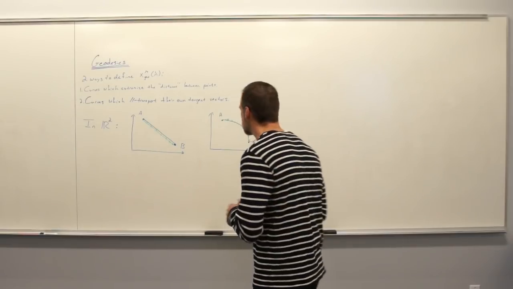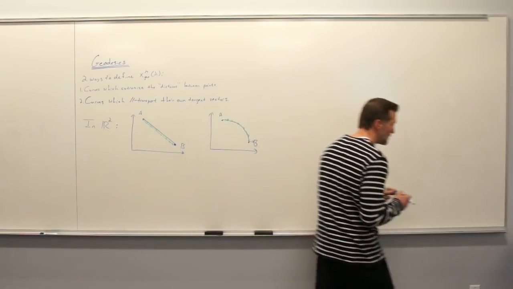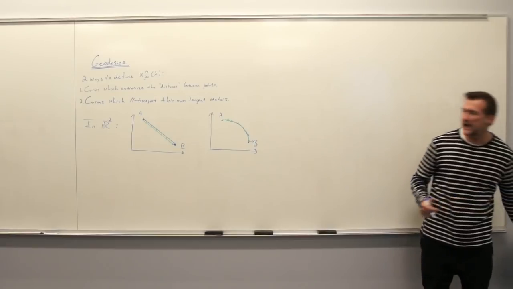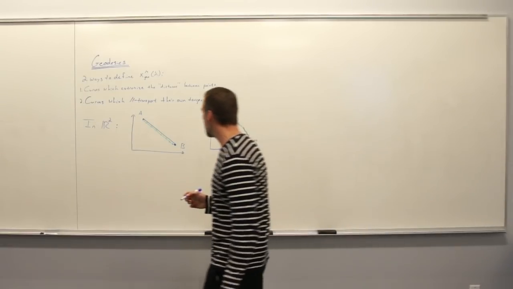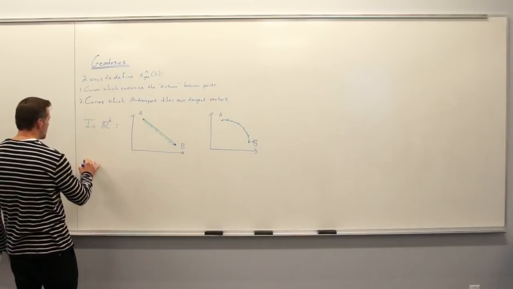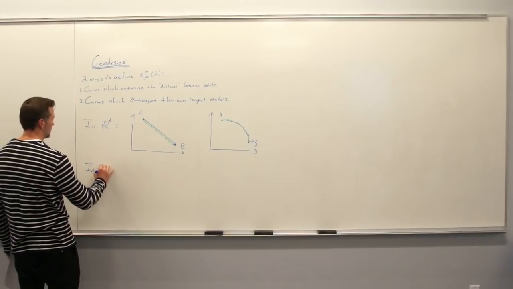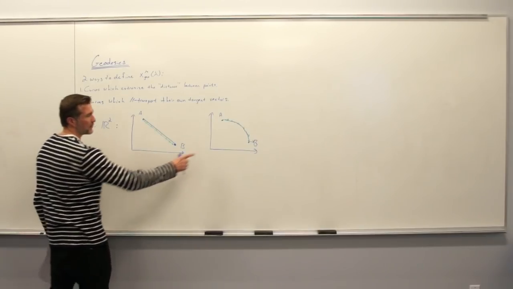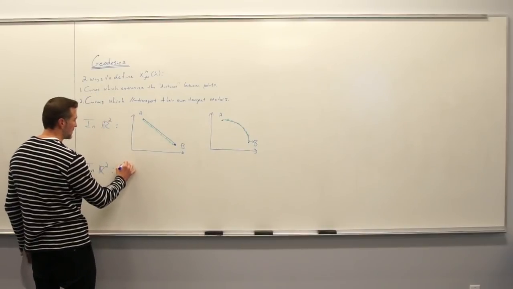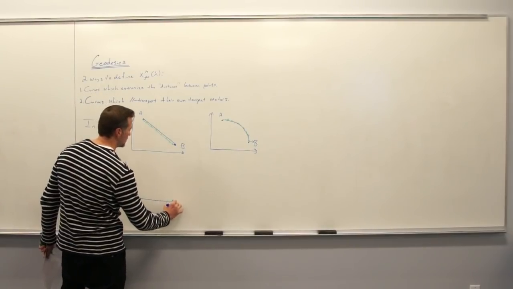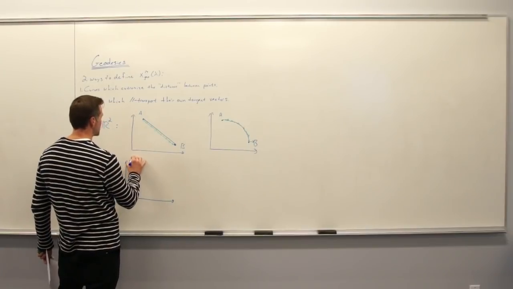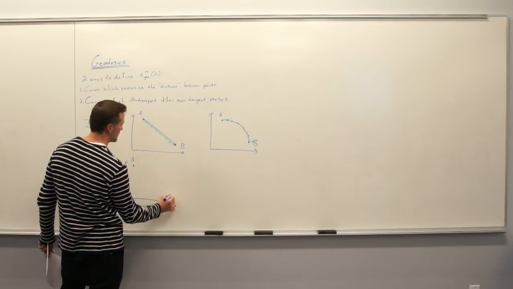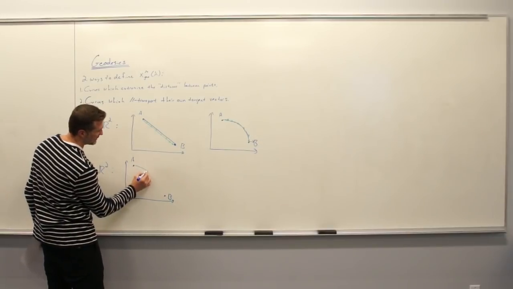Okay, let's do this. All right, so I'm going to actually do this a slightly different way. So in R2, I'm going to start with an example which is essentially this. So in R2, I'm going to consider the path between A and B, which is just this sort of arc of a circle.